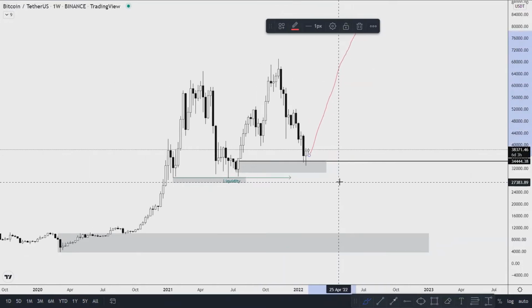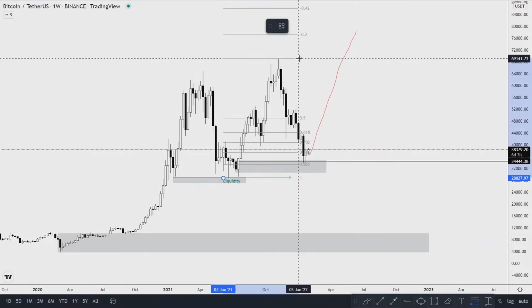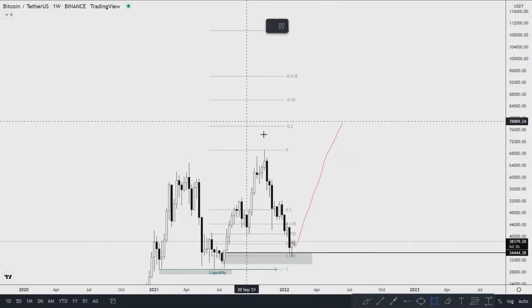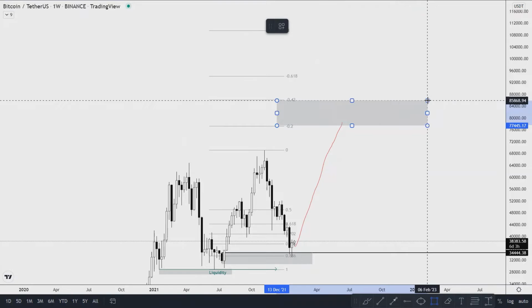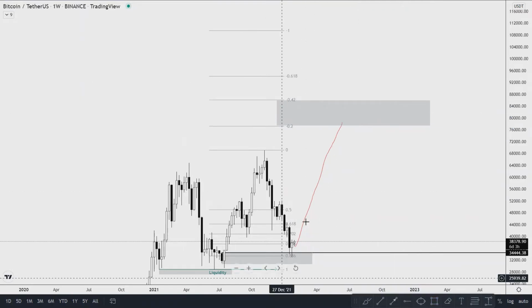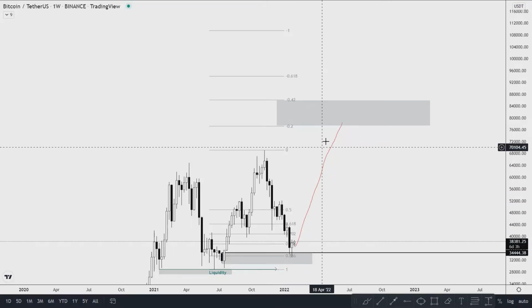Now, what price could we anticipate it pushes up to? This is my fib, from here to here. Usually I look in between my 0.2, 0.42 range. So this could be a potential price point it pushes up to if it reacts from here and continues its bullish run.